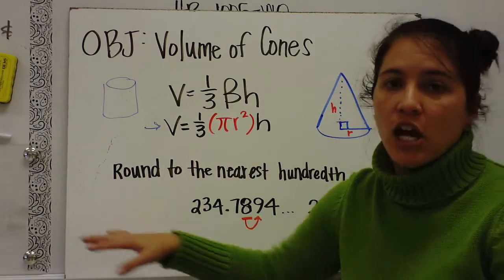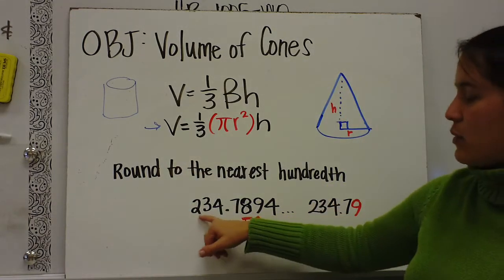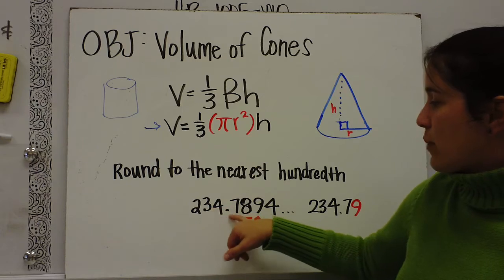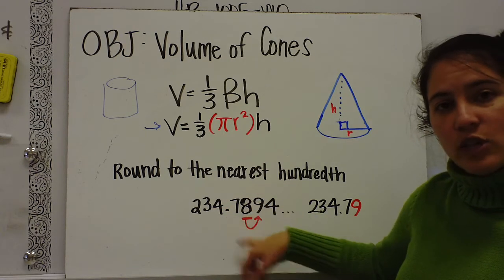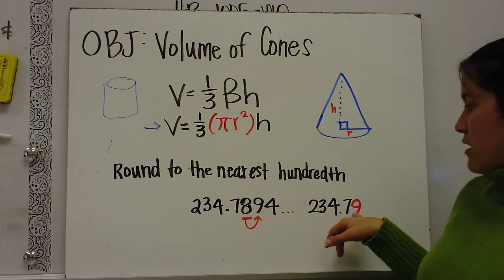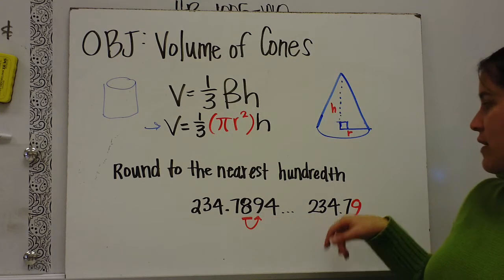And we're going to round to the hundredths place. So I just gave you an example. If you came out with 234.7894, then to round the 8, you would look at the 9, and then you would round it up. So it would be 234.79.